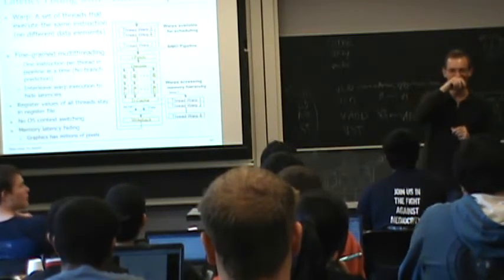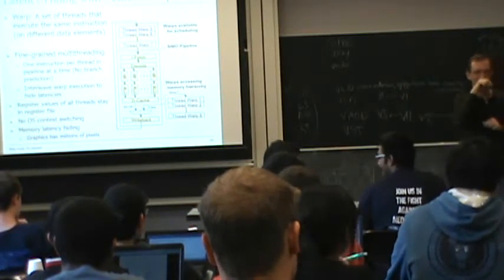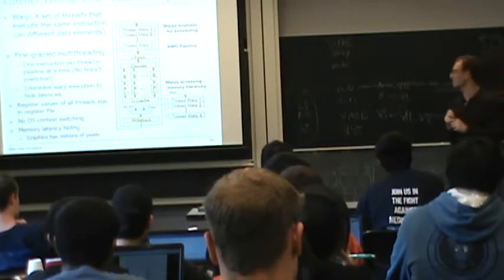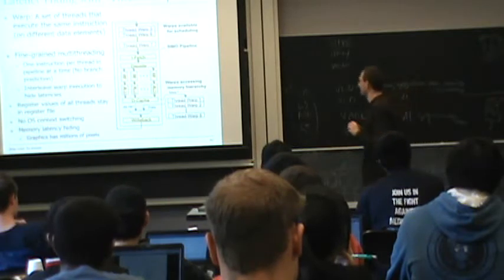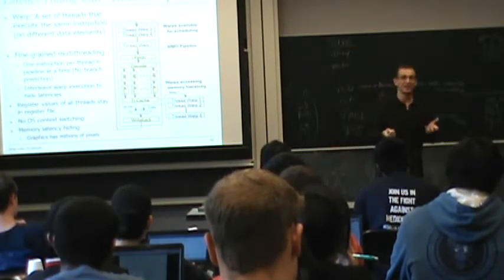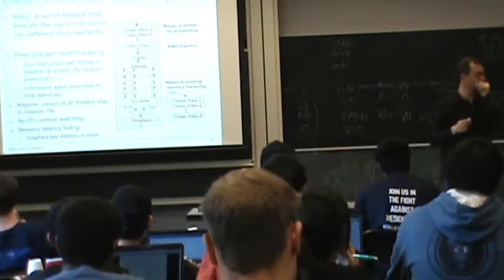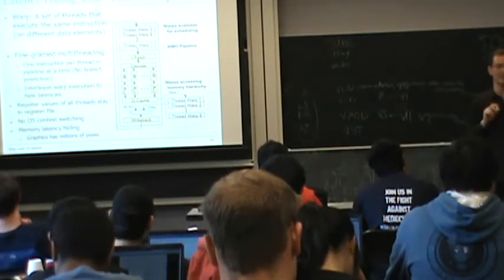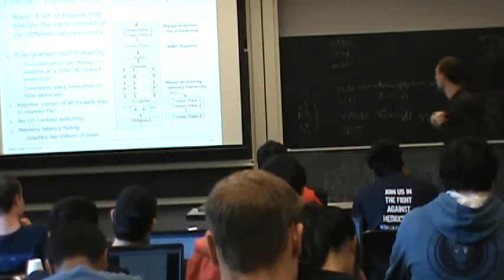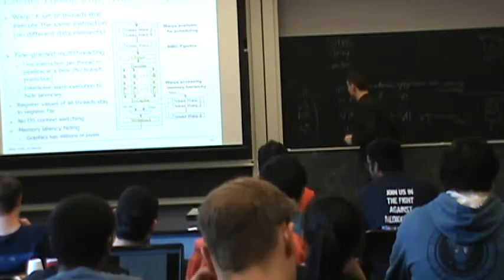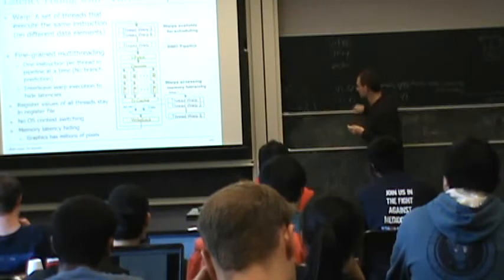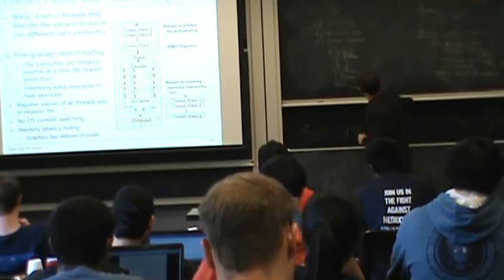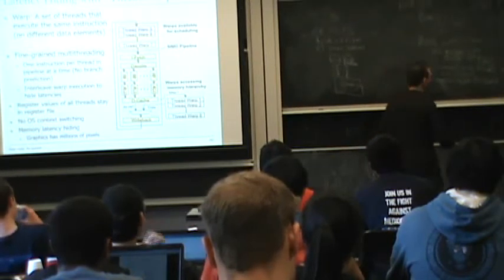Can we go over miss status handling registers? MSHR, okay. What is the idea of a miss status handling register? Basically, the idea is you want to have more than one outstanding miss at a time. So how do you support that? You keep track of what misses are outstanding. That's the main key idea.